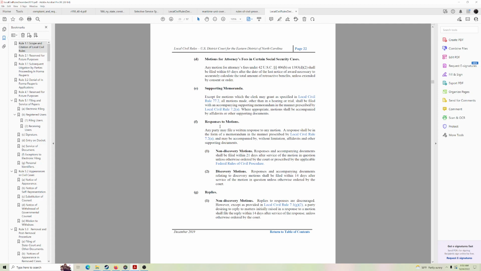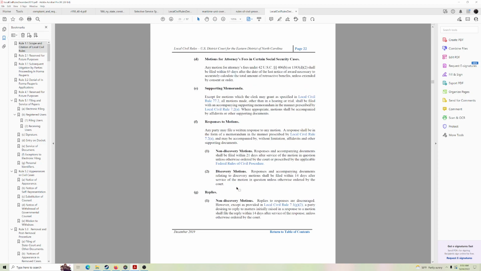Replies. Non-discovery motions. Replies to responses are discouraged. However, except as provided in Local Civil Rule 7.1(G)(2), a party desiring to reply to matters initially raised in the response to a motion shall file the reply within 14 days after service of the response, unless otherwise ordered by the court.